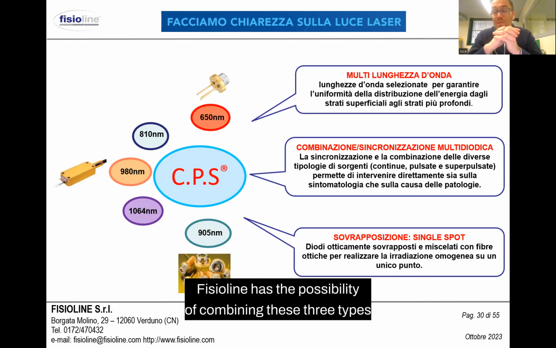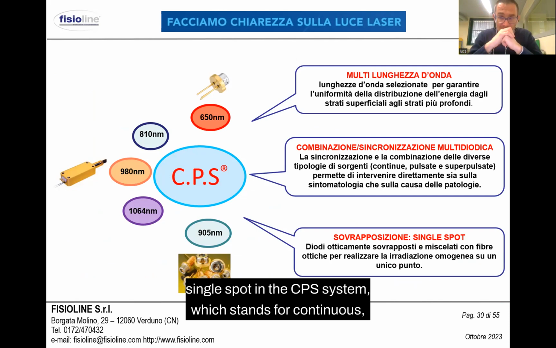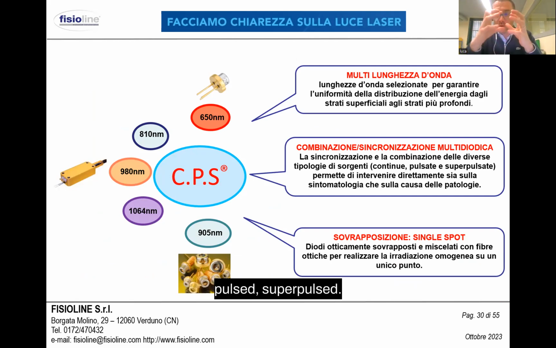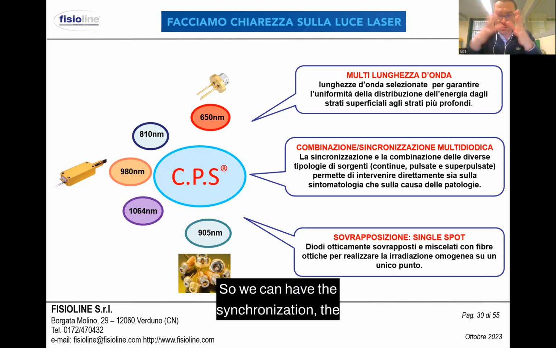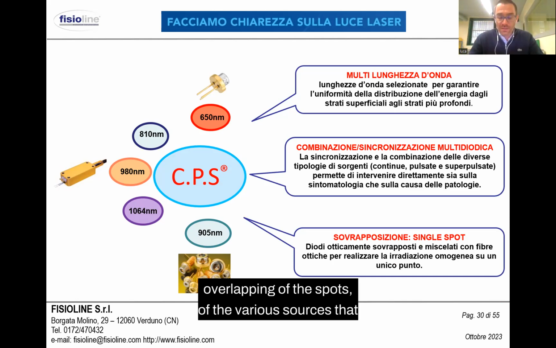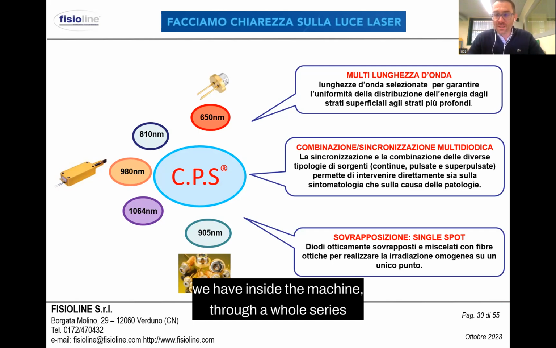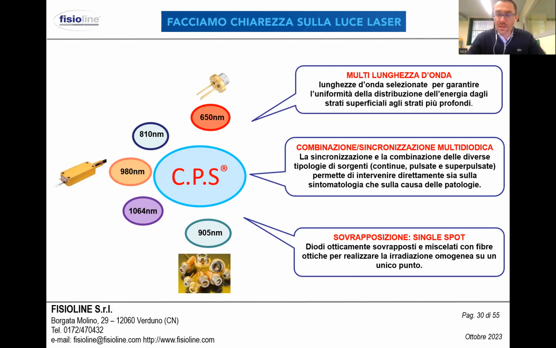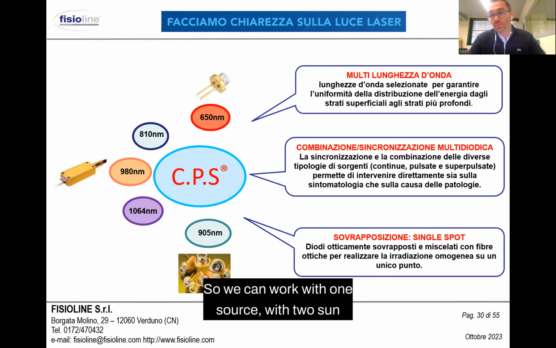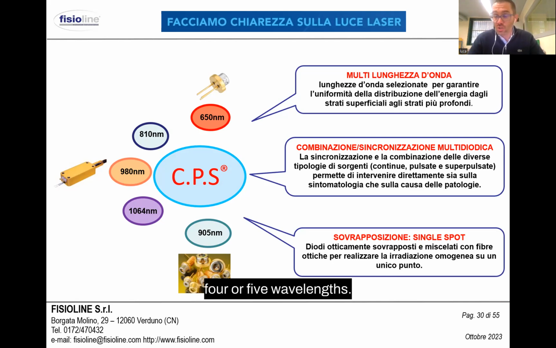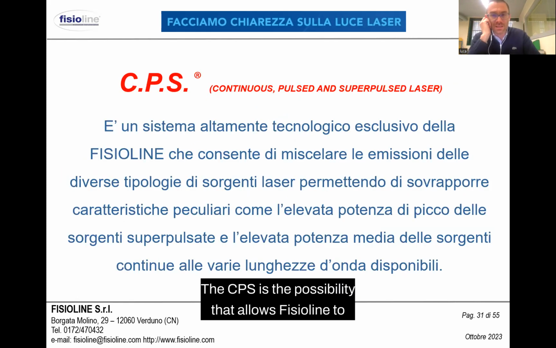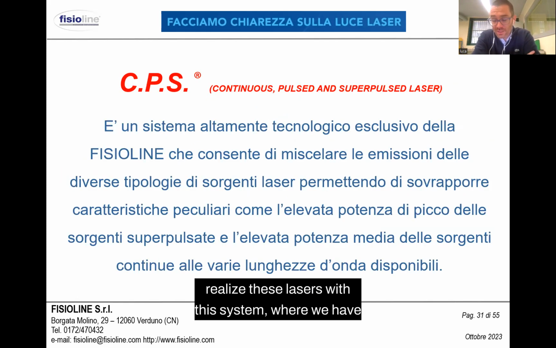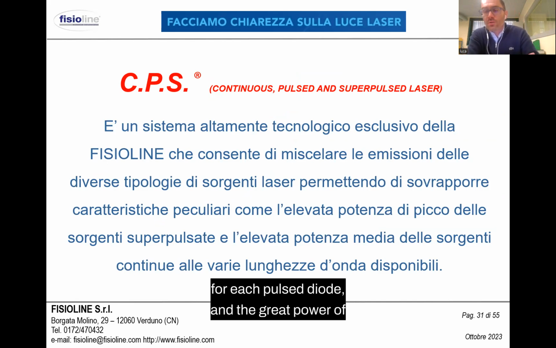Fisioline has the possibility of combining these three types of diode sources, which also have various wavelengths, in a single spot in the CPS system, which stands for continuous, pulsed, superpulsed. So we can have the synchronization, the overlapping of the spots, of the various sources that we have inside the machine, through a whole series of terminals, of optics. So we can work with one source, with two sources, with three sources, with 3, 4 or 5 wavelengths. The CPS is what allows Fisioline to realize these lasers, where we have the great peak power of the pulsed sources, 300 watts for each pulsed diode, and the great power of the continuous sources.